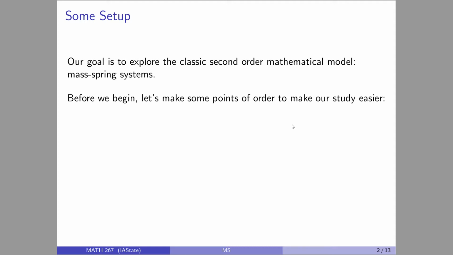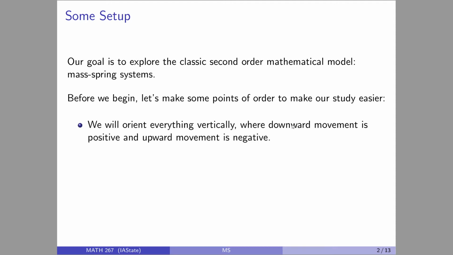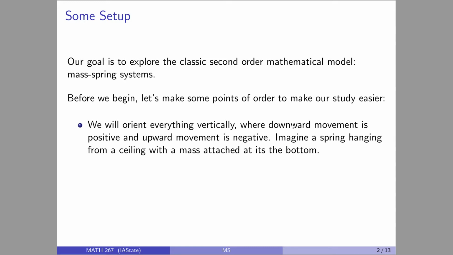Okay. So, everything's going to be oriented vertically, where downward movement is positive and upward movement is negative. So basically, we're going to look at mass springs. Imagine in your mind's eye, we have a spring attached to a ceiling, and at the bottom of the spring is a mass. So if the mass is moving downward, we're going to consider that positive. And if the mass is going upward, we'll consider that negative.